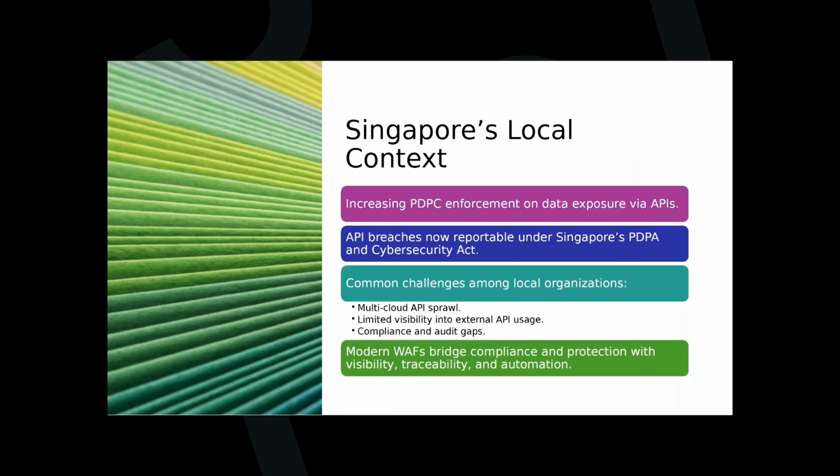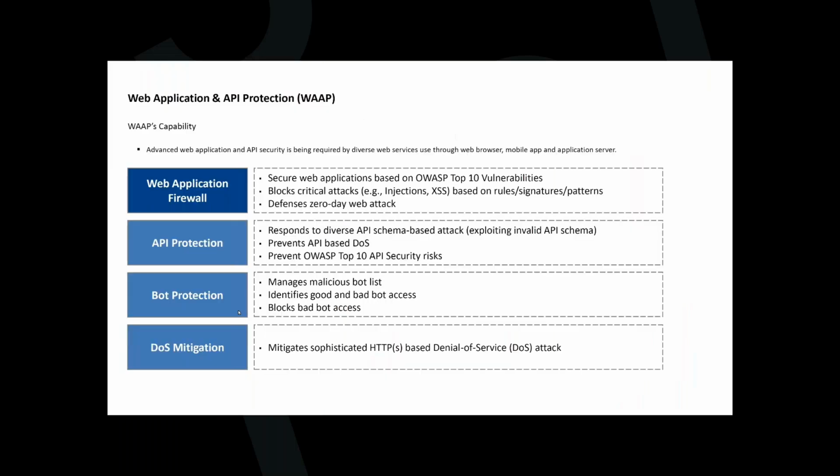So we do need a WAF that helps bridge the compliance gap and provides visibility, traceability, and automation to protect against those API attacks. Okay, so how can we do that? Let's quickly overview our solution from Penta Security. Now we call it WAAP, Web Application and API Protection. We have four main areas. The first one is the so-called traditional one. We still have level 7 web application attacks, right? They are still there, so we still need that, and we have to do it very well.